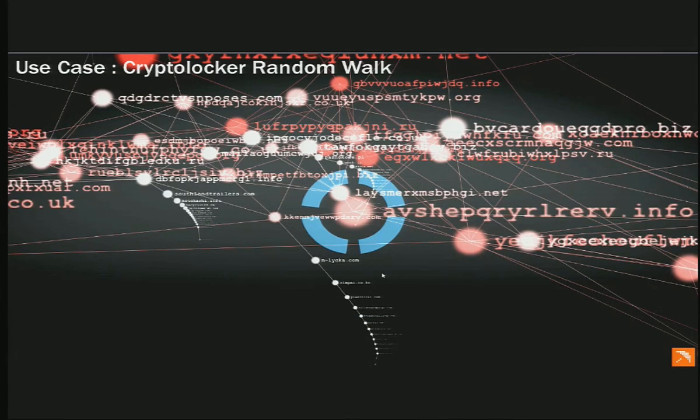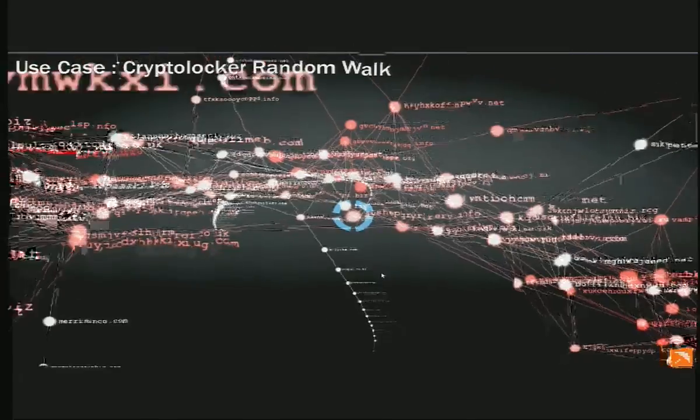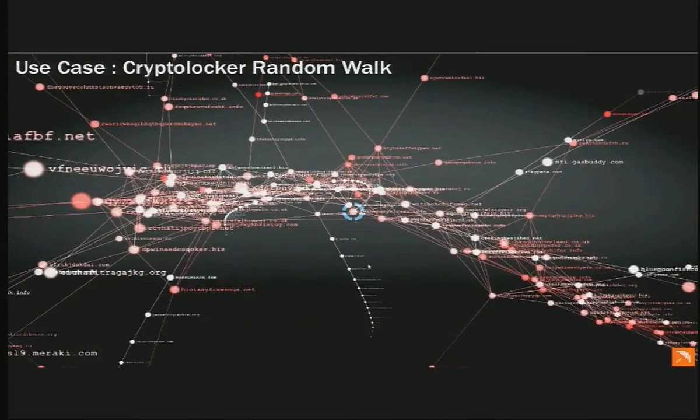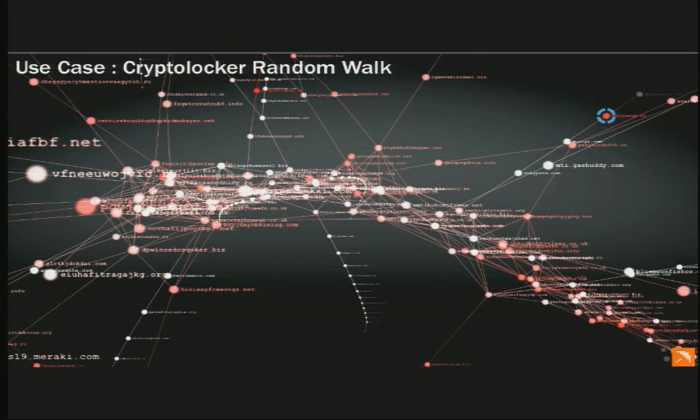Here's the same technique. We start with one known DGA domain. That wasn't the same day, but it's the same botnet. So you can see that the random walk chooses random paths in completely different directions. And what's really interesting in this data set is that even though we didn't know anything about the structure or the topology of the cluster, we can still see this chain of DGAs.